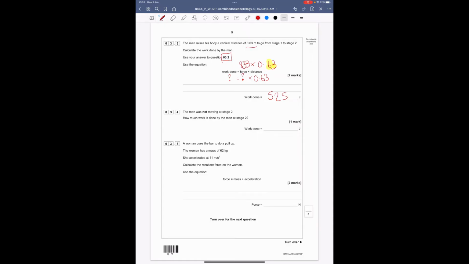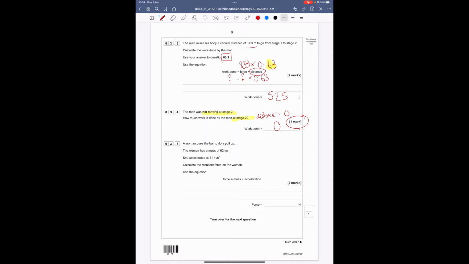Question 3.4. The man was not moving at stage 2. How much work is done by the man at stage 2? So if he's not moving and he's just hanging there, he's not moving any distance, and therefore because his distance is 0, he is doing no work, because anything times 0 is 0. So the work done would be 0 joules. It's only 1 mark, so that is why it's such a simple answer.